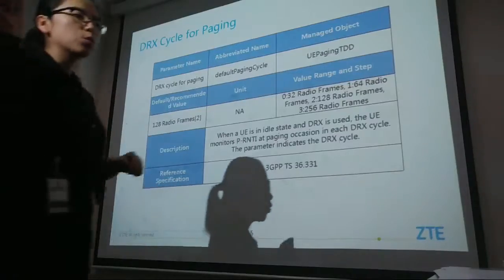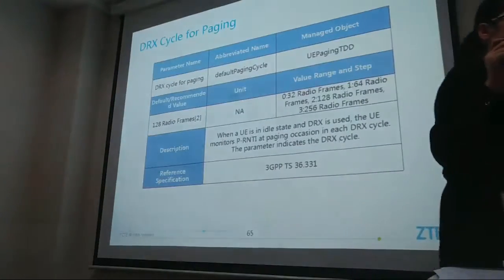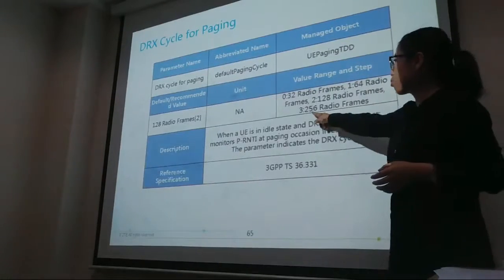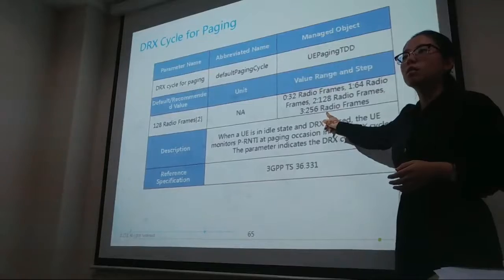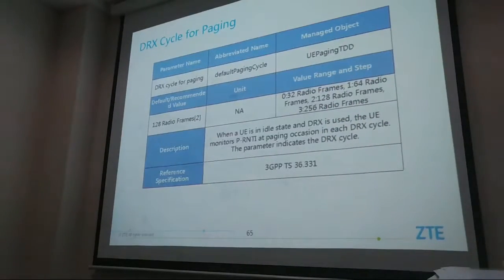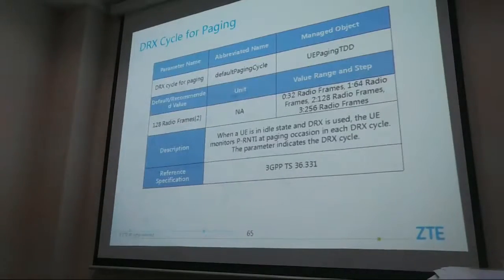But if you set too short a cycle, that means the UE will always wake up. Yes. So usually this value will not be set to, for example, the maximum value of 256. It's too large. But normally we will set 64 or 128. There is a paging cycle. Does this happen during the idle state or disconnected state, or both?